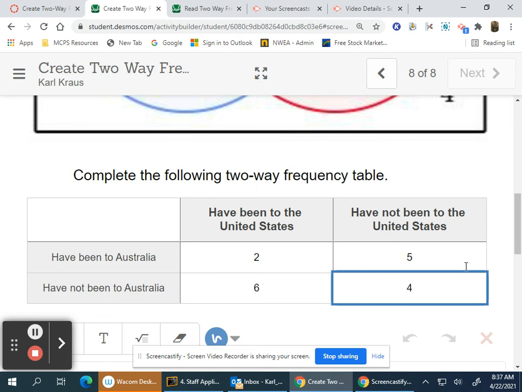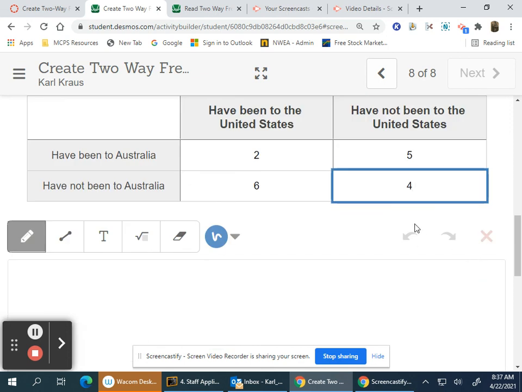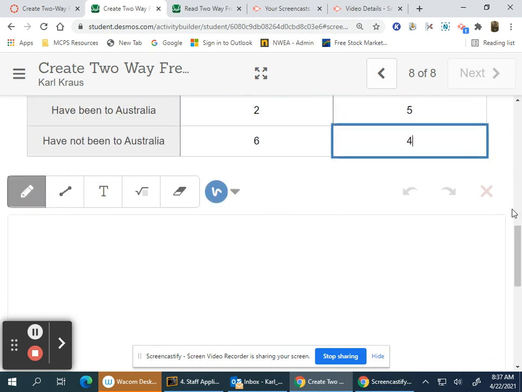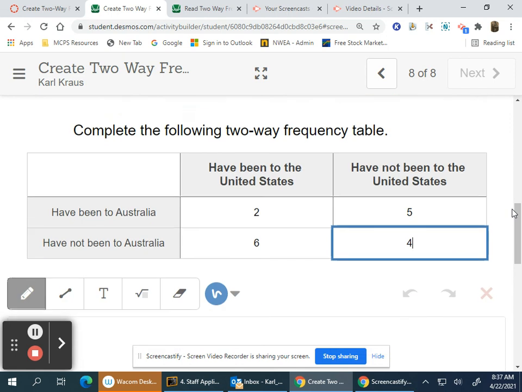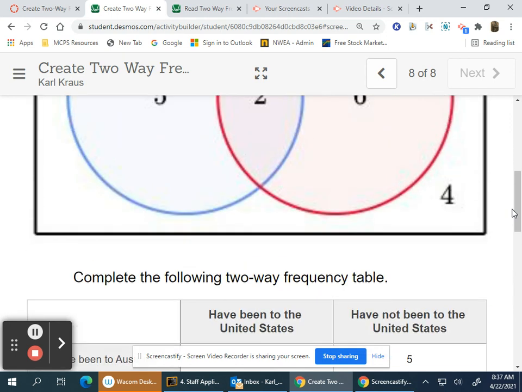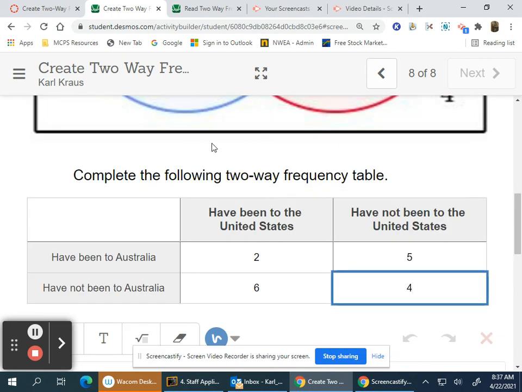So this one, you don't need to make this sketch down here, but you should total everything together. So 2 and 5 is 7, and 10 would make 17. And then this is 8 and 9 is 17 also. So everything is correct here. And that's it for the create a two-way table.